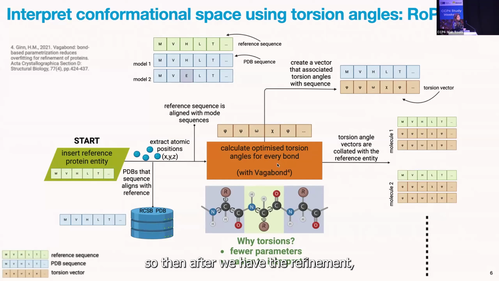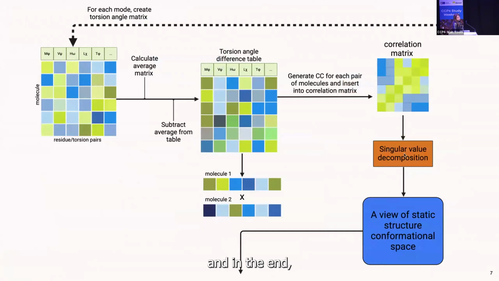Then after the refinement, we go through some behind-the-scenes steps, and in the end we end up with a correlation matrix to which we can apply the singular value decomposition, and in the end we will have a view of the static structure conformational space. I'm going to show you in an example what it looks like in ROPE.